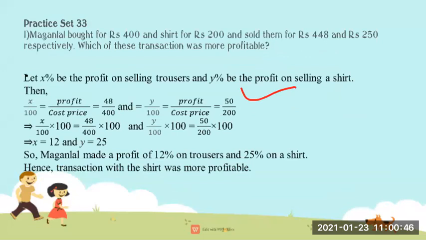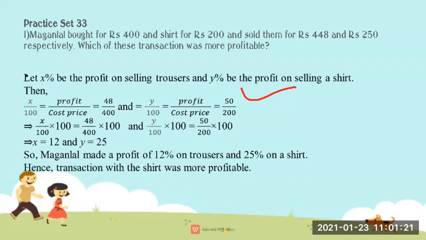Now here we are going to assume X as our trouser and Y as our shirt. Now with X as the trouser and Y as the shirt, we will take the formula of profit percent for the trouser as well as profit percent for the shirt also. So here, let X% be the profit on selling the trouser and Y% be the profit on selling the shirt.